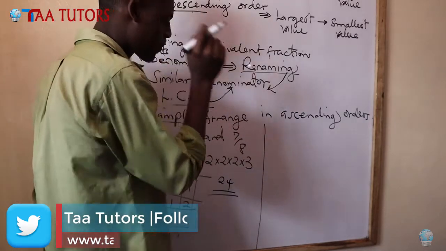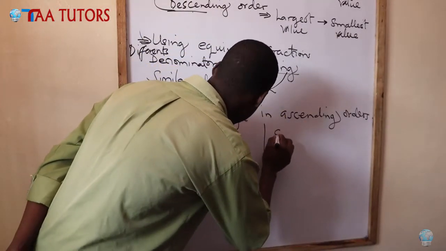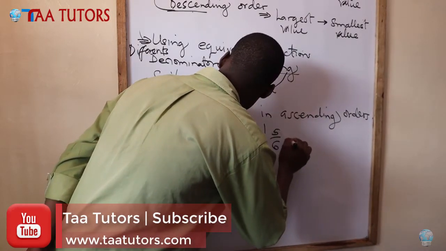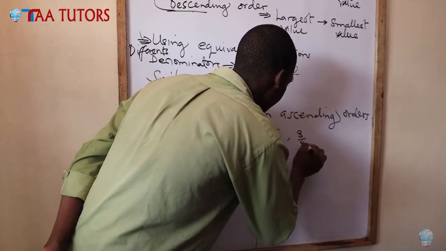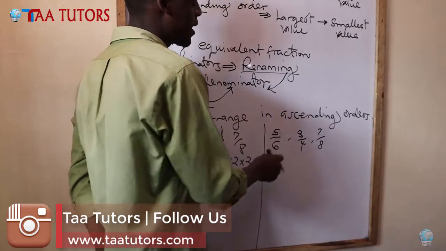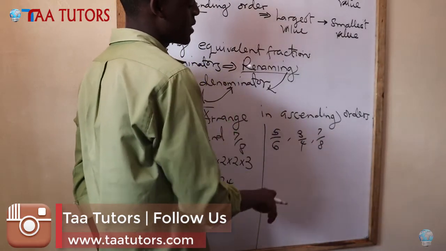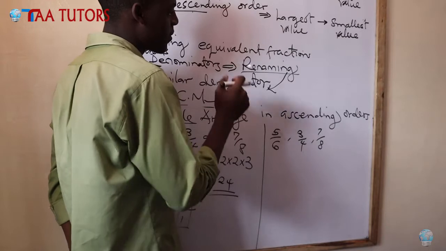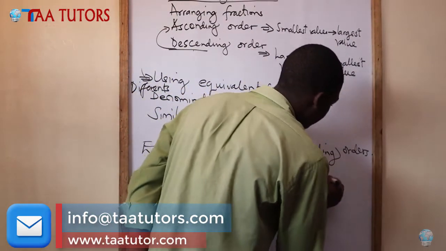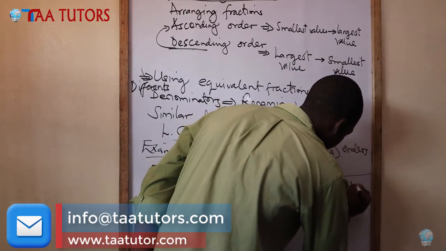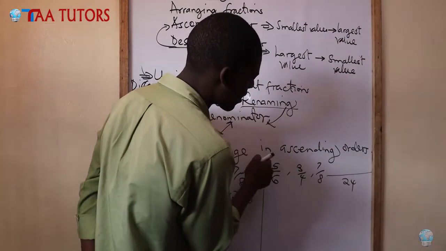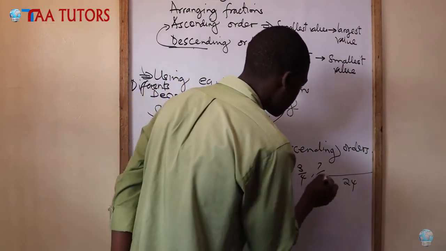because all of them can go into 24. So I will have 5 over 6, then 3 over 4 and 7 over 8. Remember, we are not adding or subtracting. We just want to arrange in order from the smallest to the largest. That's why I'm using commas to separate them. I know that my common denominator is 24. 6 into 24 is 4 times. Then 4 times the numerator, that is 5. So 4 times 5, I will have 20.